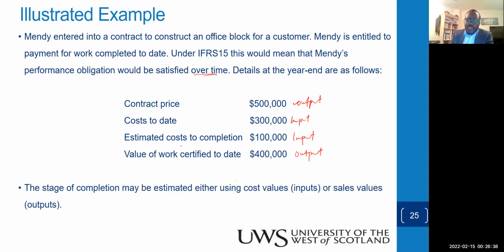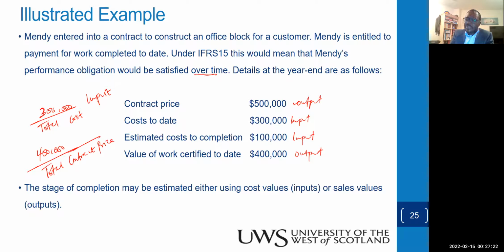So the input method is saying that the cost I have incurred to date, the 300,000, is expressed as a percentage over the total cost. That is it. So this is the input. And then the output is saying that the value of work that has been certified to date, that is, this guy has done up to this level, pay him, is 400. That's the value certified over what? The total contract price that he would be paid if he finishes everything.